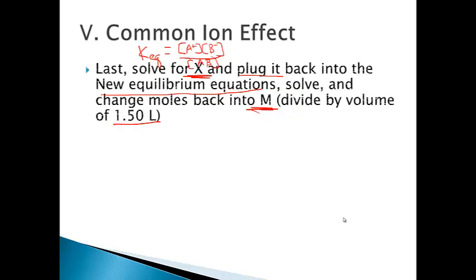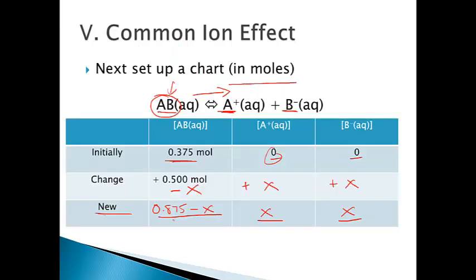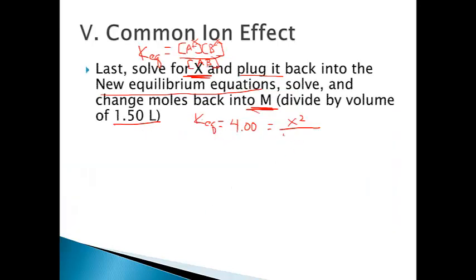Okay. So, what does that mean? KEQ, which was equal to 4.00, is equal to, that's X, that's X. So we're going to have X times X, or X squared. On the bottom, AB was equal to, go back and look, 0.875 minus X. Okay, so now solve for X from this equation.